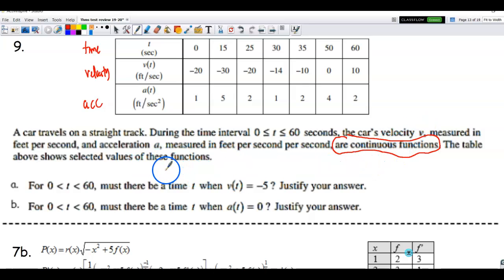So the table above shows selected values. Letter A. Remember I said earlier, if you see "must there be a time," then you better start thinking about theorems. So we have to figure out which one. Must there be a time when the velocity is -5 from 0 to 60? Now be really, really careful with this because this can be a tricky situation.